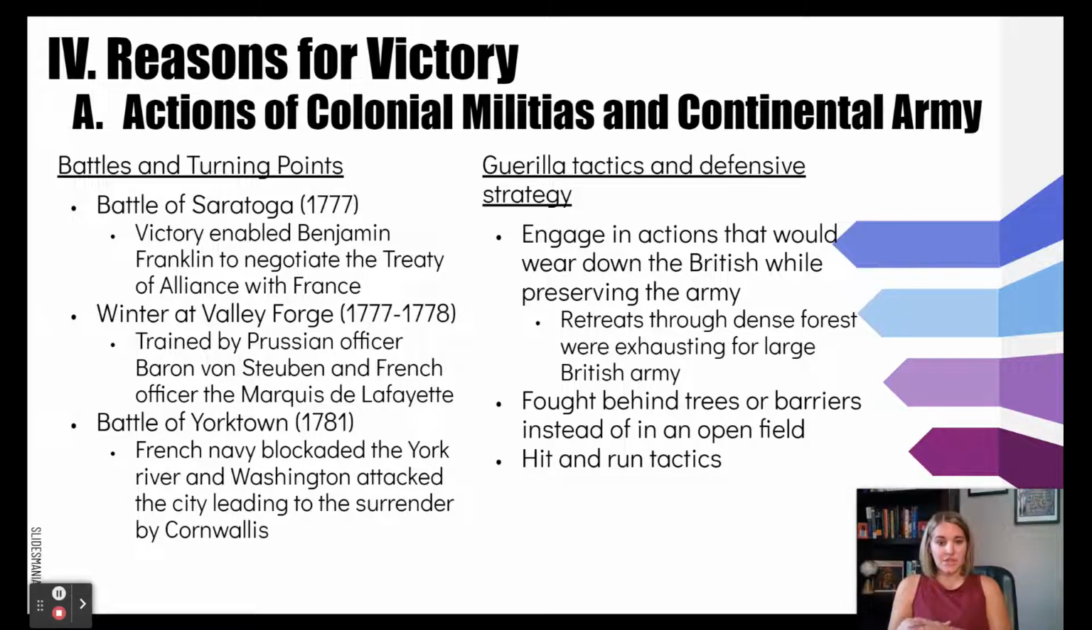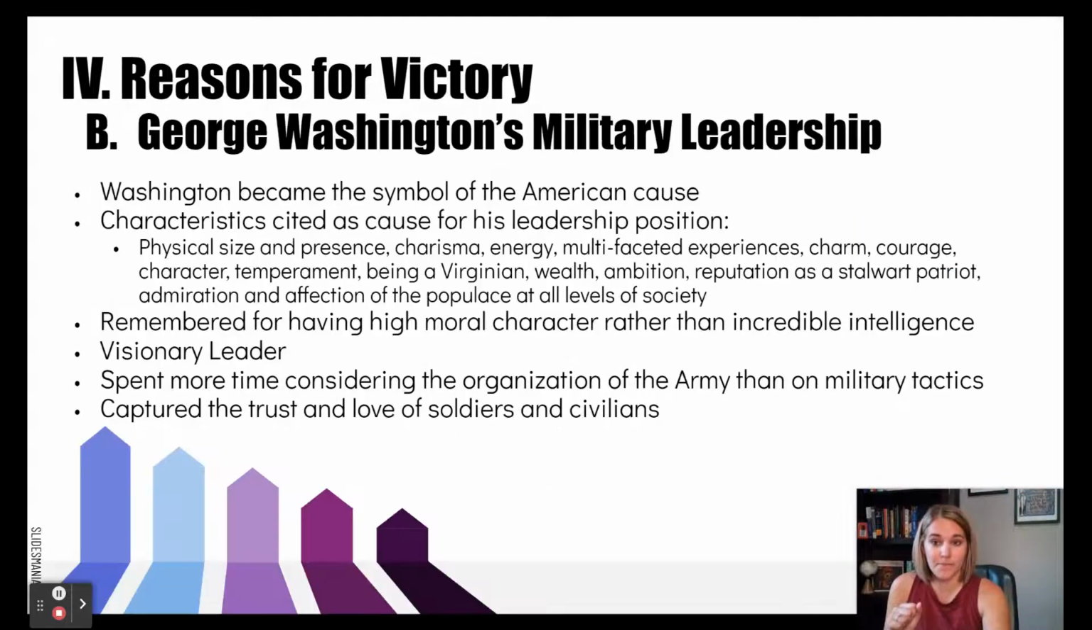Oftentimes, the Americans would fight behind barriers rather than in the open field, and they engaged in hit and run tactics. All of these things were seen as almost unethical by the British, but it allowed for them to be more successful than if they had tried to fight in the traditional style of war.